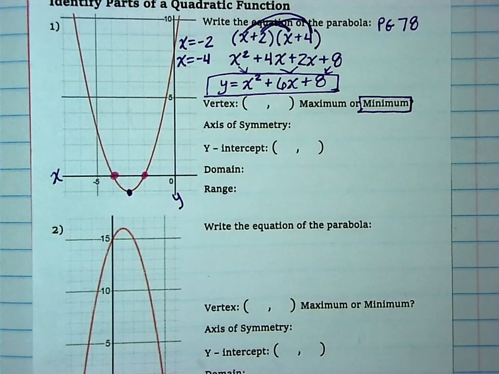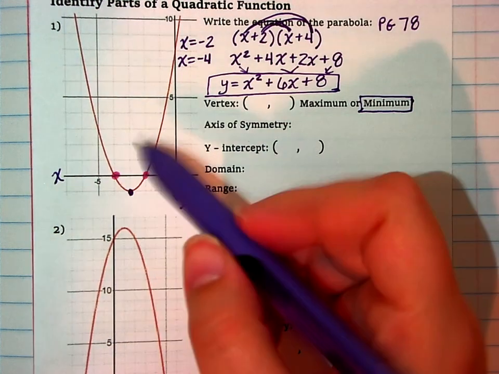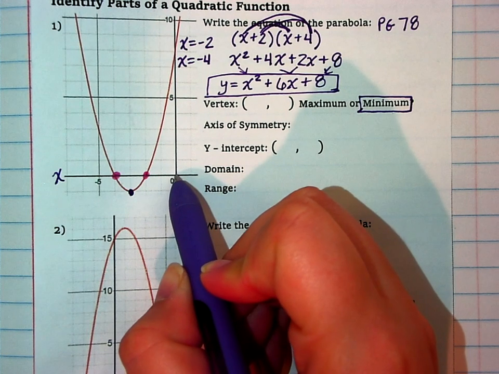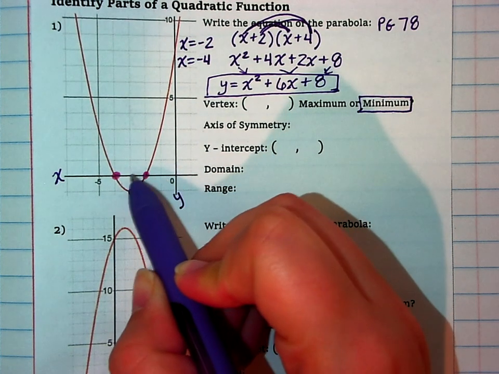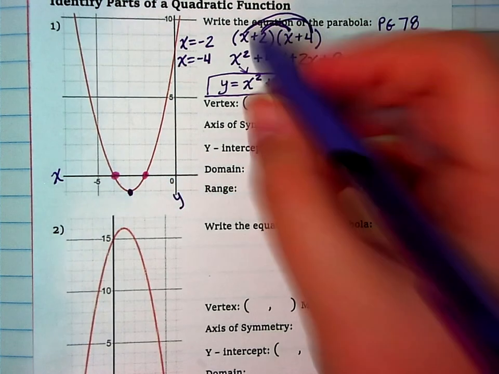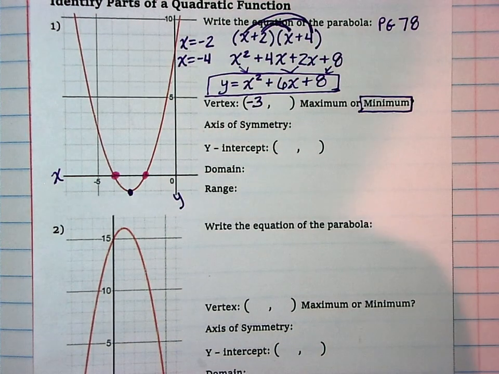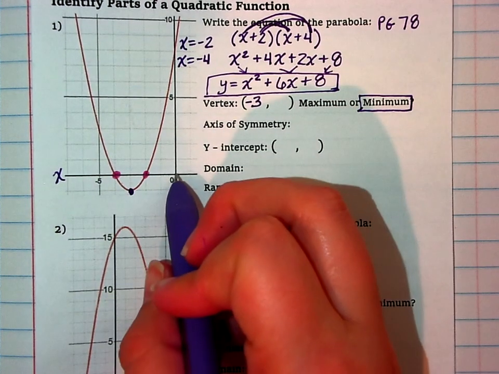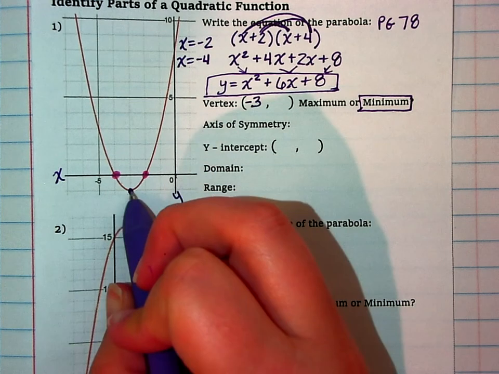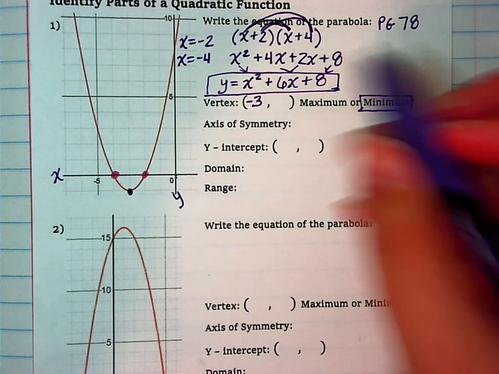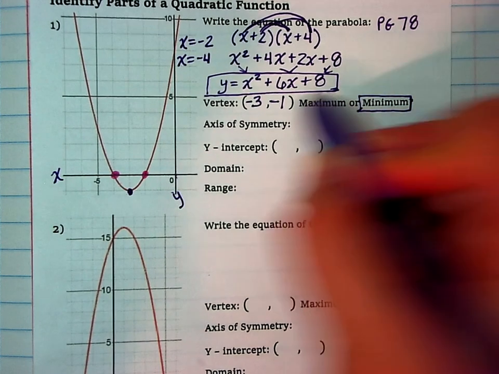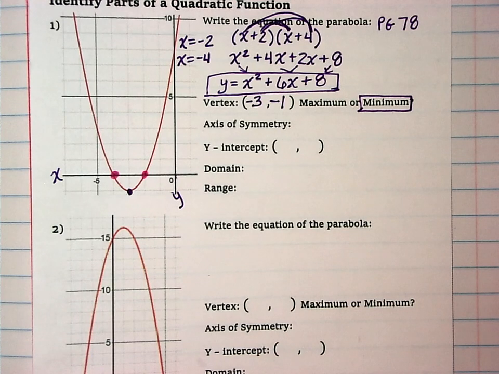Where is the vertex located? What are the coordinates? So we're going to count. Remember, you always start with the x, so negative 1, 2, 3. So it's at negative 3. And the y-axis is down 1, negative 1. So our minimum is at negative 3, negative 1.